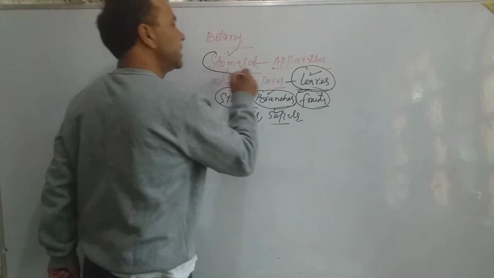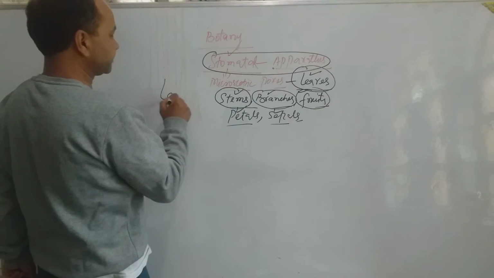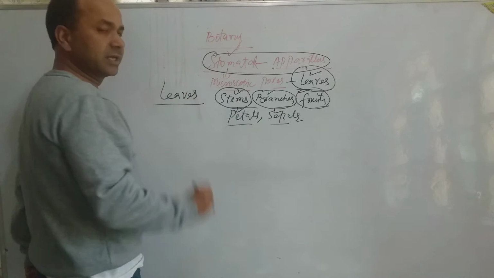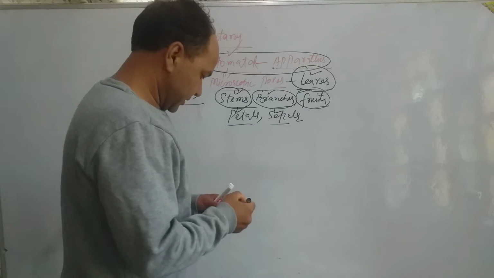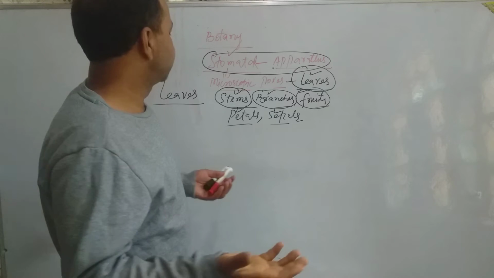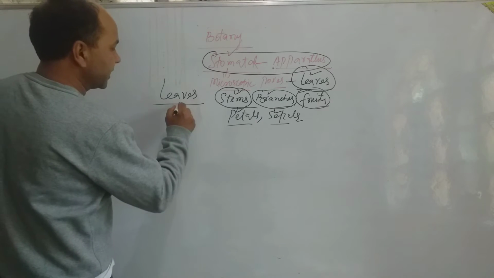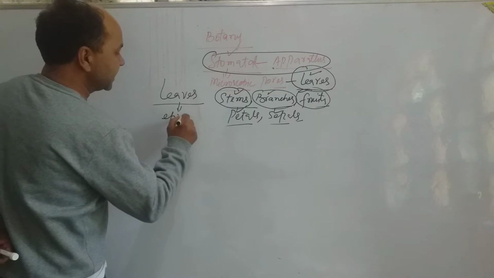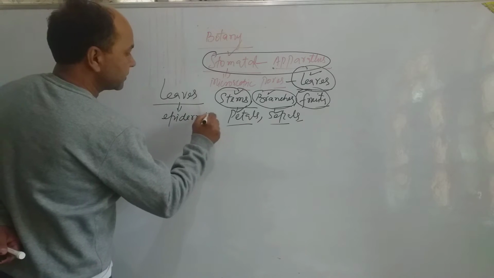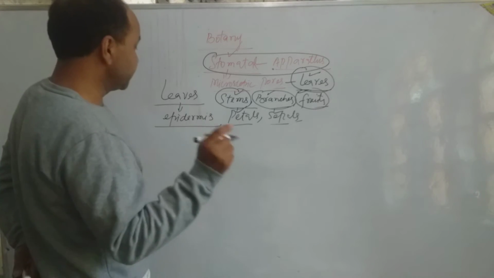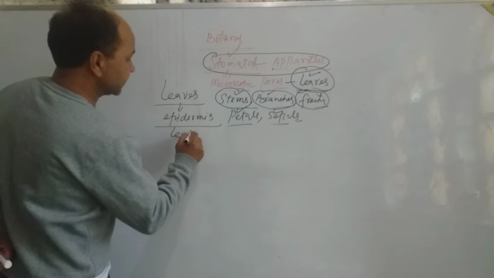stomata are present on the leaves, the main sites of the stomata, that is leaves. Why are they present in the leaves? They are present in the epidermis. Hence the stomata are present in the epidermis of leaves.